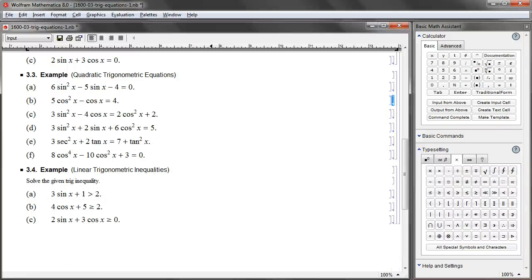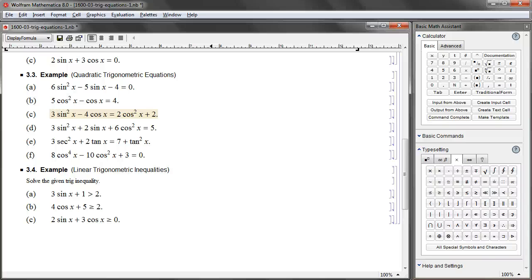Okay, we just went through a couple of standard, the easiest type of equations. Now let's move on to a little bit harder one. 3 sine squared of x minus 4 cosine of x is equal to 2 cosine squared of x plus 2. It looks intimidating because sine and cosine are mixed up. And consequently, how do we set it up as a quadratic equation of sine or cosine or something else?